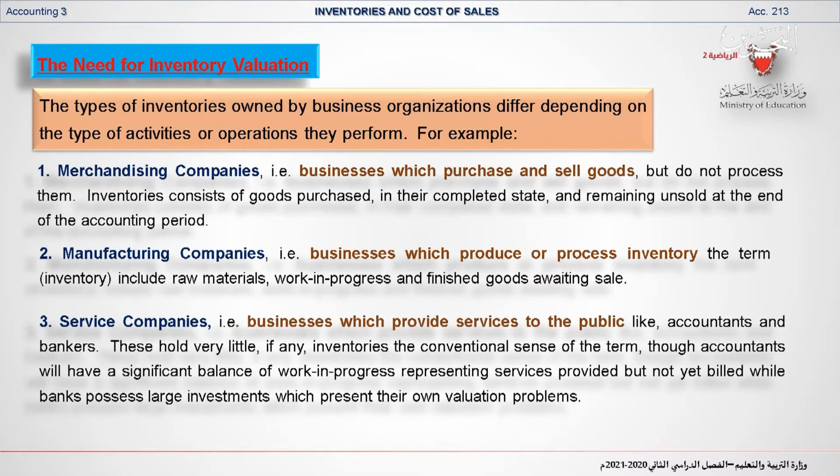The third type of companies are service companies. A service company is a business that generates income by providing services instead of selling physical products, such as bankers and accountants. For example, accounting companies hold very little, if any, inventories. So, in this case, the term inventory may include a balance of work in progress, which represents services provided but not yet billed.